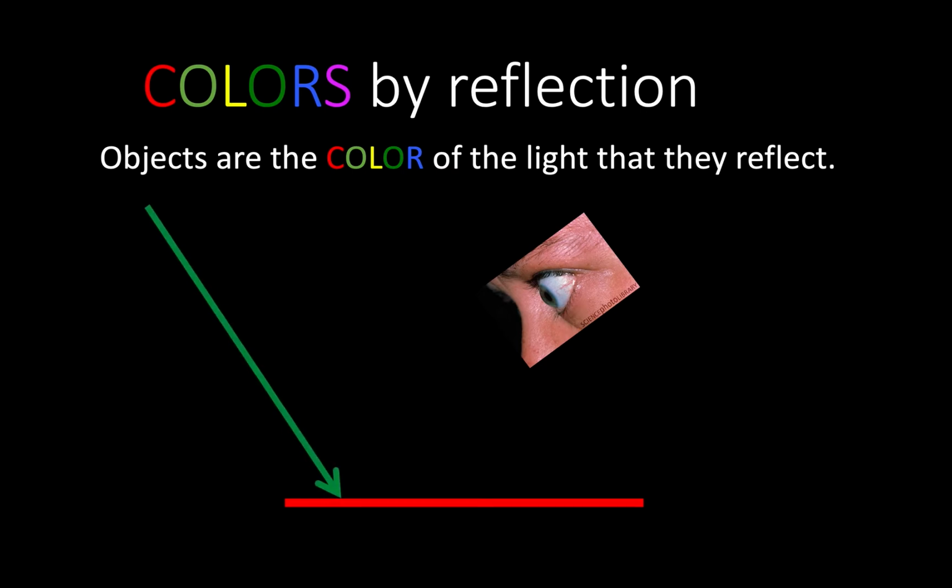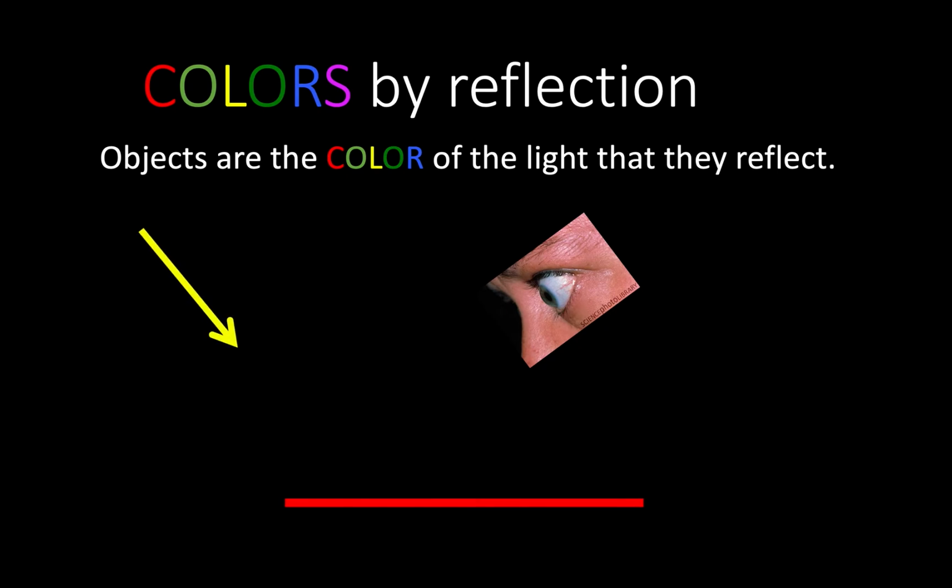Okay? If there were only green light available, this red sheet of paper would not appear red, it would appear black, because remember, anything red absorbs blue and green and reflects red. So if only green light is available, there's no red light to reflect, so the paper would appear black. A person would not see it.